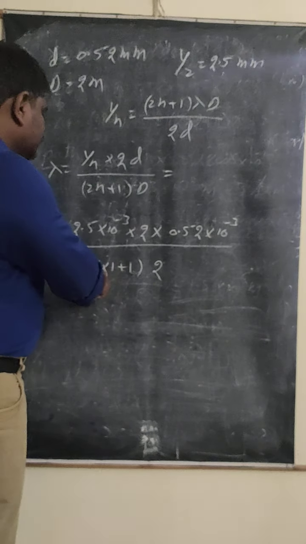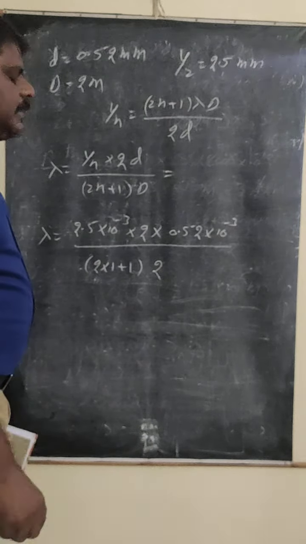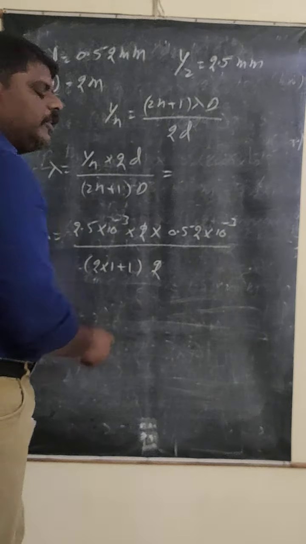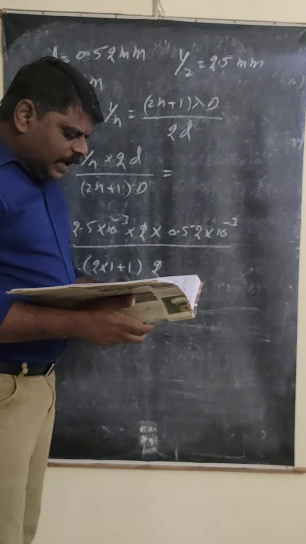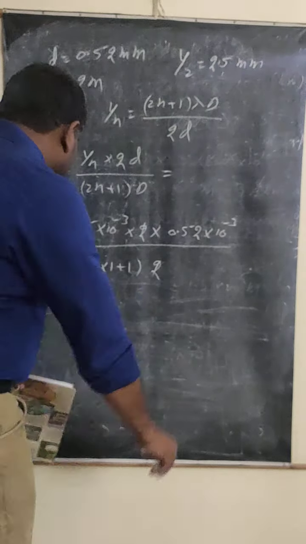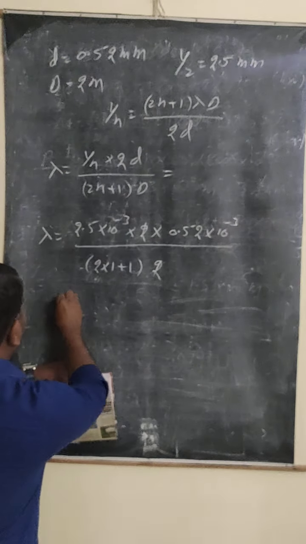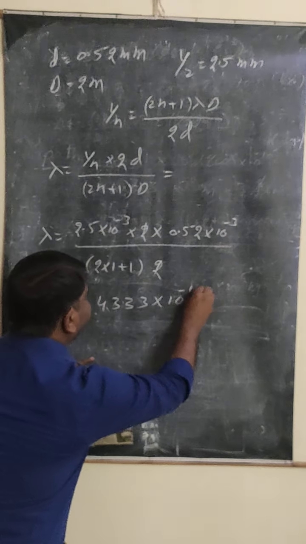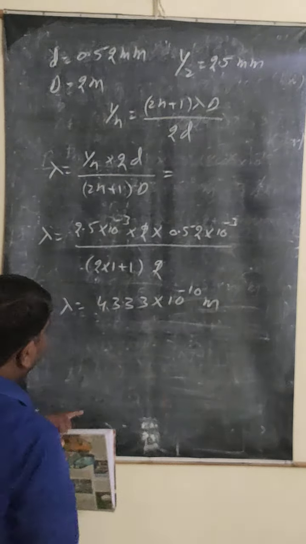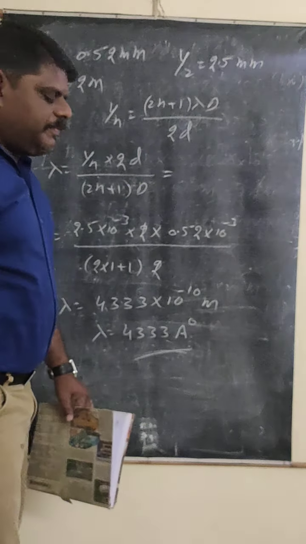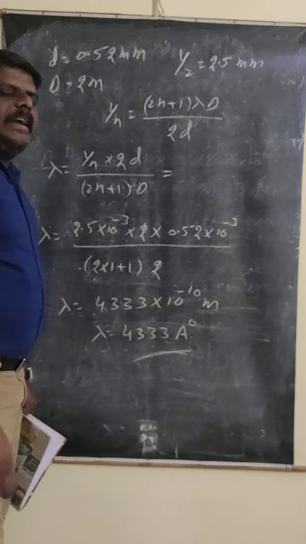So 2 into 1 is 2, plus 1 becomes 3, and here the 2 is going to be cancelled. If you simplify completely, you are going to get the answer as 4333 angstrom units. So lambda is equal to 4333 into 10 power minus 10 meters. If you want to write it in angstrom units, lambda is equal to 4333 angstrom units. Like that also you can get the answer.